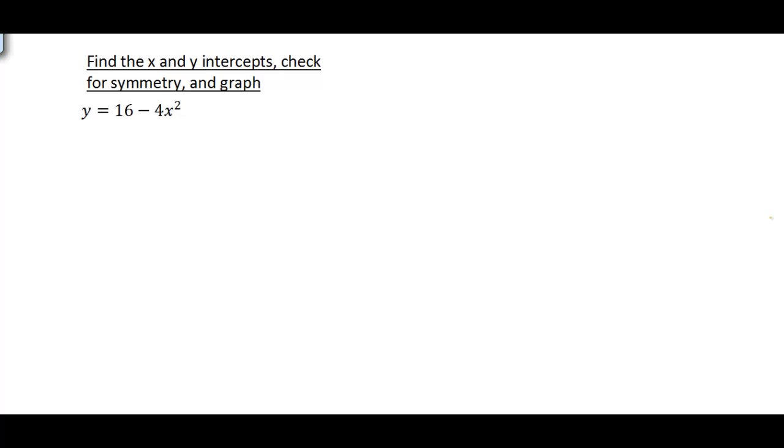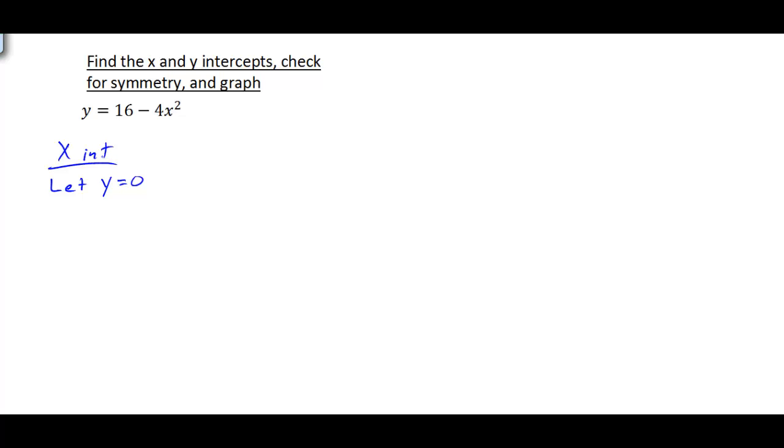Okay, so let's look at a graph here where it says we want to find the x and the y-intercepts, and we also want to check for the symmetry and look at the graph. So we have the equation y equals 16 minus 4x squared. First of all, I want to find our x and y-intercepts. So to find the x-intercept, I'm simply going to let y equal 0.